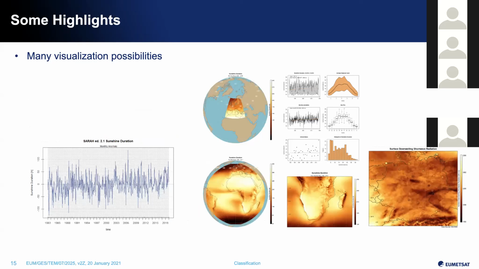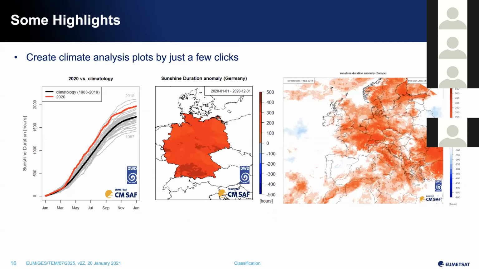There are many options to visualize your results in a nice way, I think. And there's also a quite simple solution to create climate analysis plots with just a few clicks. As you can see in this example, 2020 was the third sunniest year in Germany since the beginning of our SARAH 2.1 data record in 1983. And it was even the sunniest year in Europe.